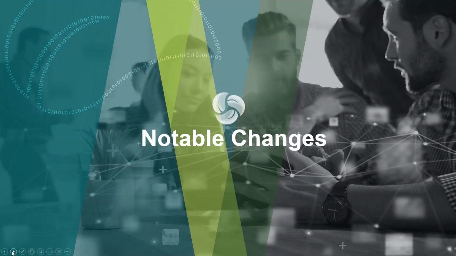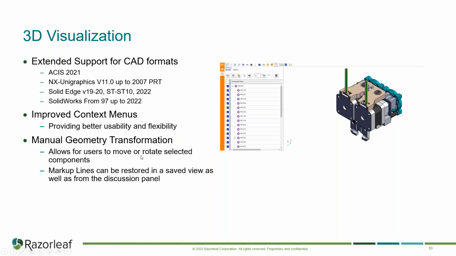After that, we'll get into some of the notable changes that have popped up with this current release of Innovator. First thing, 3D visualization has a little more expanded support for different CAD formats. We'll be able to support ACIS 2021, NX V11 up to 2007, Solid Edge V19 and 20, as well as SolidWorks from 97 up to 2022.